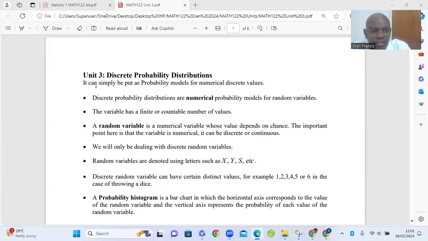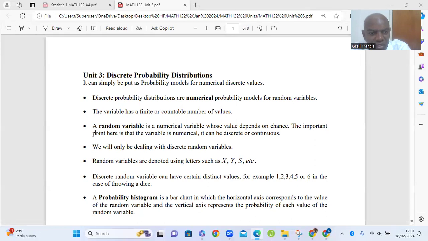This recording is on Unit 3, titled Discrete Probability Distributions. It says it can simply be put as probability models for numerical discrete values. So it continues by saying that discrete probability distributions are numerical probability models for random variables. The variable has a finite or countable number of values.